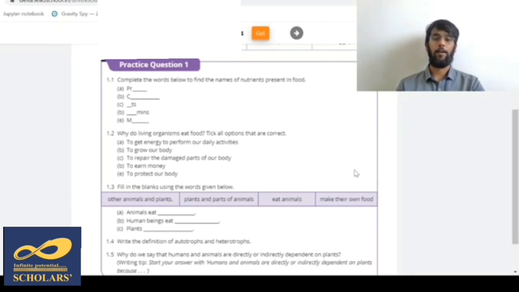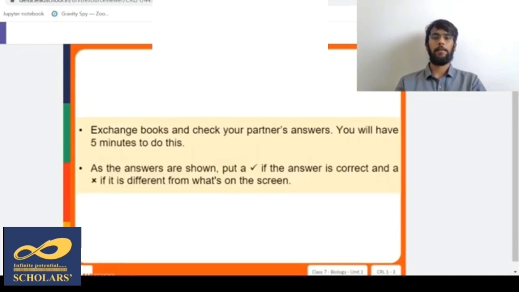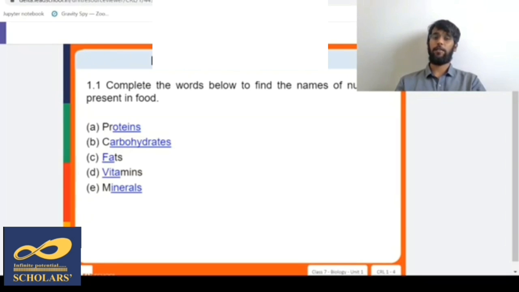So students, I hope you gave an attempt to solve these questions. Let us just go through the answers one by one. So the first question's answers are these. You can just check with respect to your answers and understand if you answered it correctly or not. So the question was, complete the words below to find the names of nutrients present in the food. So these are proteins, carbohydrates, fats, vitamins, and minerals.